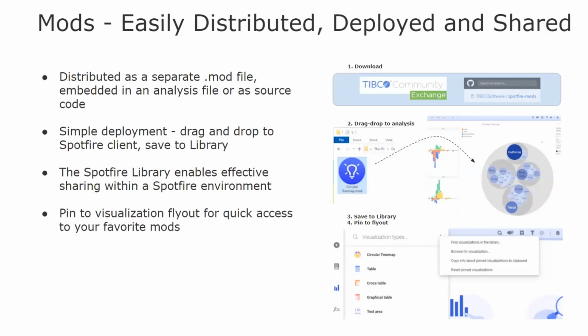The Spotfire library is a central hub for sharing mods within a Spotfire environment. With its built-in access control and folder structure, you can easily browse and search for mods shared by other users or by the organization's administrator. To have quick access to your favorite mods, you can pin them to the visualization Flyout panel, where it will be available side by side with the built-in visualizations every time you open the Spotfire client.